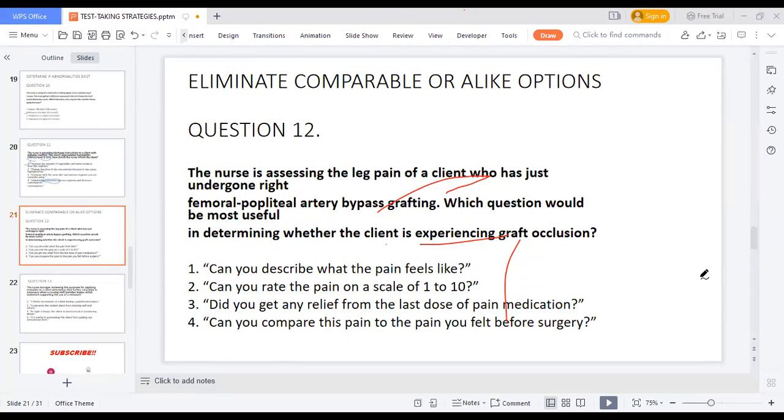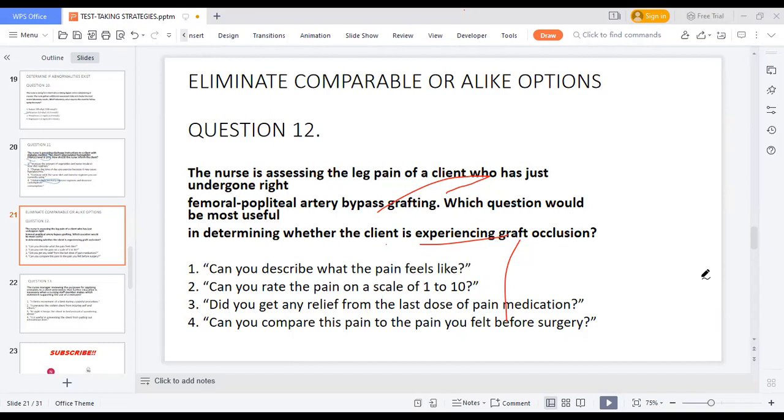I've unmuted you guys. Another tip we can use is to eliminate comparable or alike options. Comparable or alike options, you eliminate them. And then you are left with others that you can now decide which option is right.